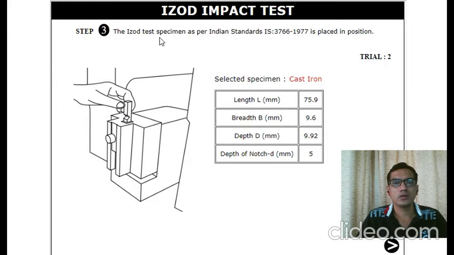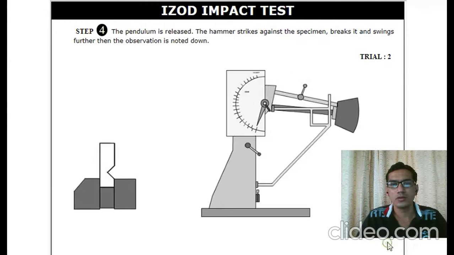So we have to follow the same procedure as that followed for trial number 1. The Izod test specimen as per Indian standard is placed in position. So this is the anvil. We are placing the cast iron sample into the anvil and fixing it. That is a cantilever beam type of arrangement. So this is the position of the sample when it is attached at the anvil. Here you can also observe the sample is attached.